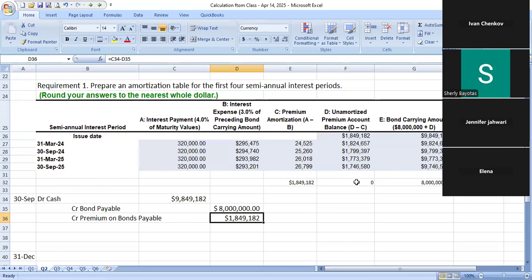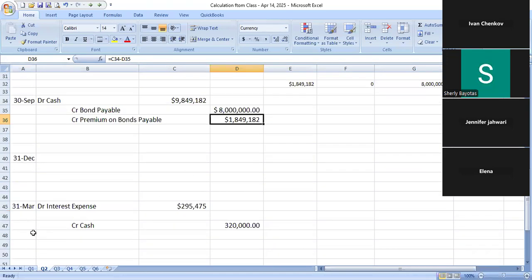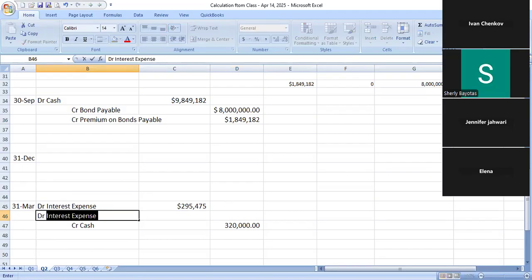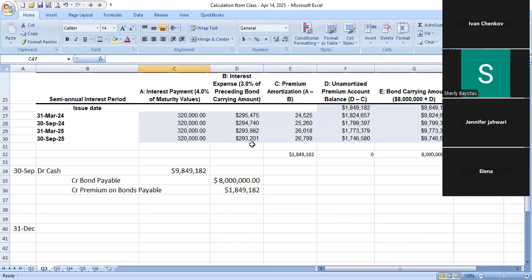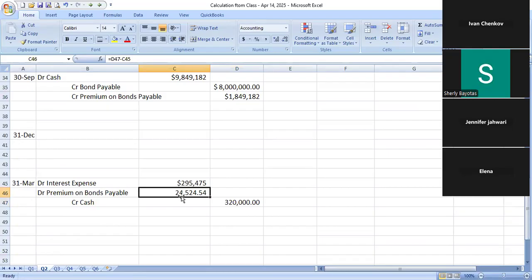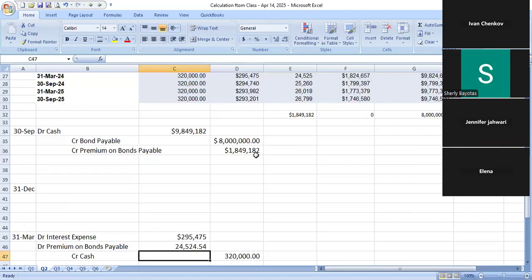Now we have to reduce it down to 0, right? So let's do debit premium on bonds payable for the minus that one. Or I can get that amount directly from here. Since I have it calculated for me, I don't have to worry about it. So we have our journal entry. It's balanced, everything is perfect.